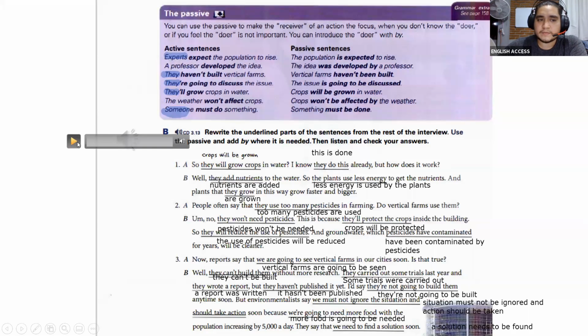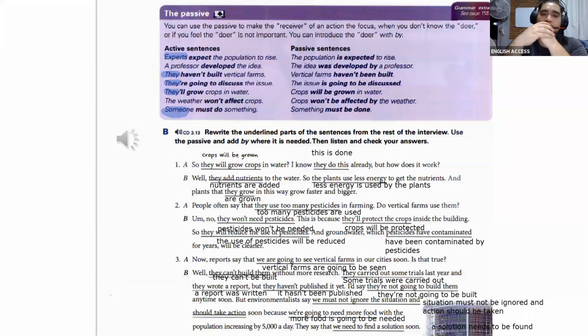Ready? Page 85. 2. Grammar. Information focus. B. Rewrite the underlined parts of the sentences from the rest of the interview. Use the passive and add by where it is needed. Then listen and check your answers.